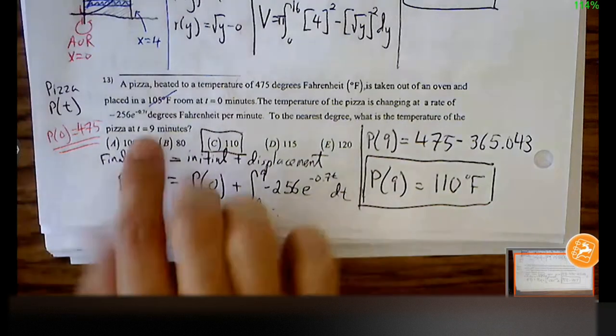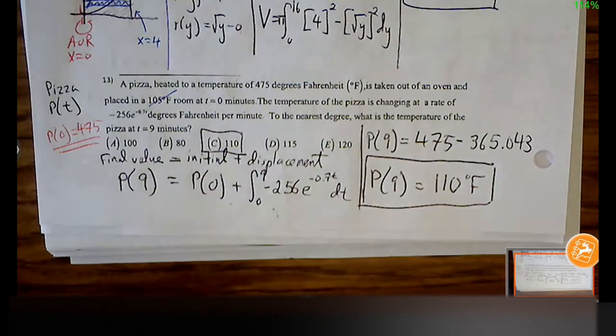That 105 is sometimes included with these problems. You have some extraneous information. It doesn't happen too often, but it just tells us the temperature of the room, which we don't really need.